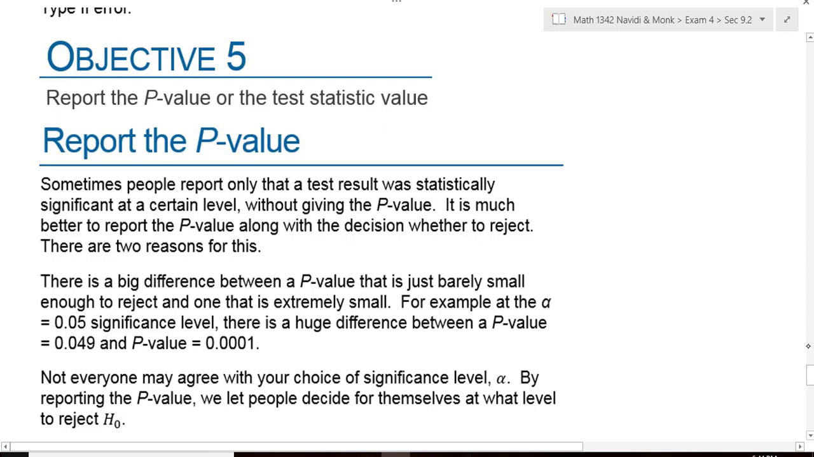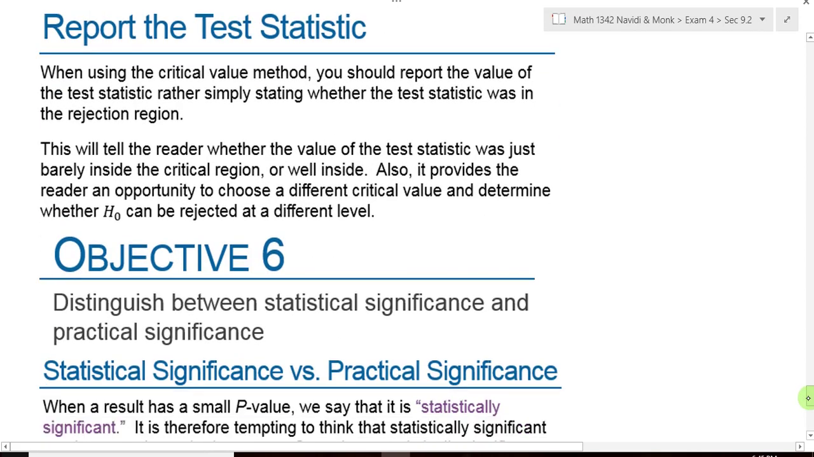Sometimes people report that the test result was statistically significant at a certain level without giving a p-value. It's much better to report the p-value along with the decision whether you reject. There's two reasons for this. There's a big difference between a p-value that's just barely small enough that would cause you to reject the null and one that's way small. We would feel more confident with a p-value that was really small like this versus a p-value that caused us to just barely reject the null hypothesis. Best practice is report both the p-value and the test statistic.